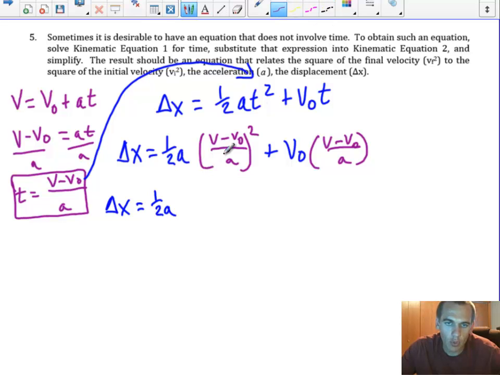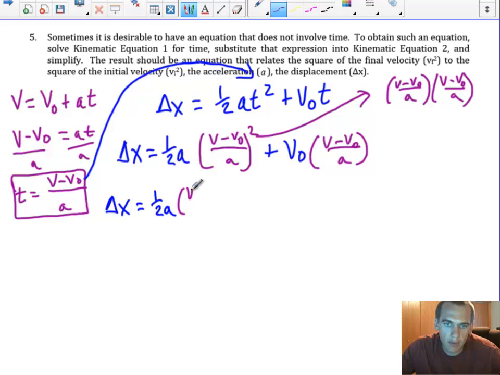Okay, and remember, when we square this, I'm going to write this out over here, that doesn't mean square everything in it. That means take v minus v naught over a times v minus v naught over a. Okay, so we got to FOIL these together. First times first is v squared, outside times outside is v minus v naught, inside times inside is v minus v naught. So minus 2v v naught, or v naught v, and then the last times last is plus v naught squared all over a squared.